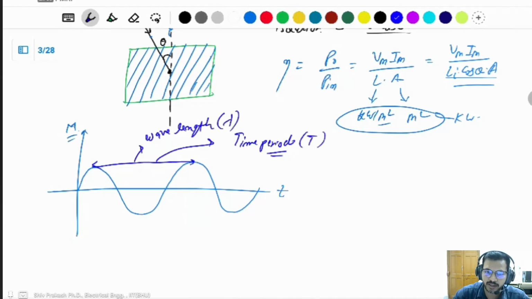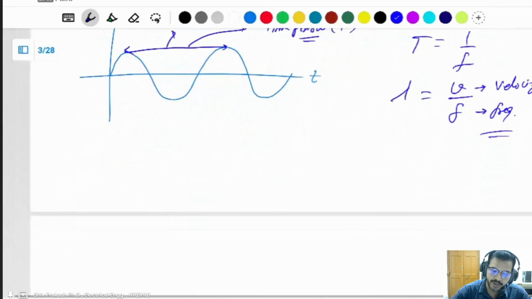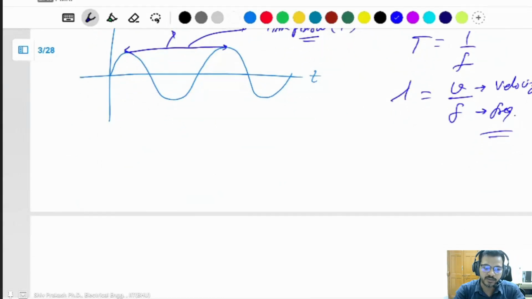And this is denoted by the time period capital T, where we know time is equal to 1 by frequency, but lambda is equal to velocity divided by frequency, because velocity is there. This one will be frequency. Then the irradiance of the sunlight has many variations in wavelength. Some of the spectrum has very high frequency, some very low frequency. Then we can't measure this one, and we can't measure the high frequency also.